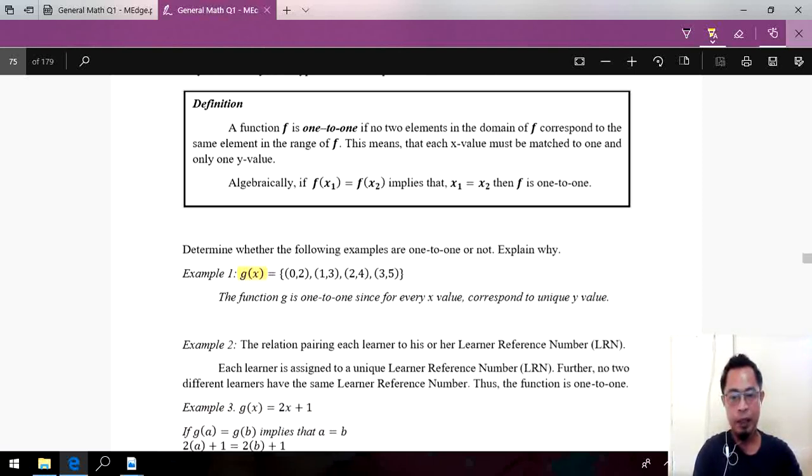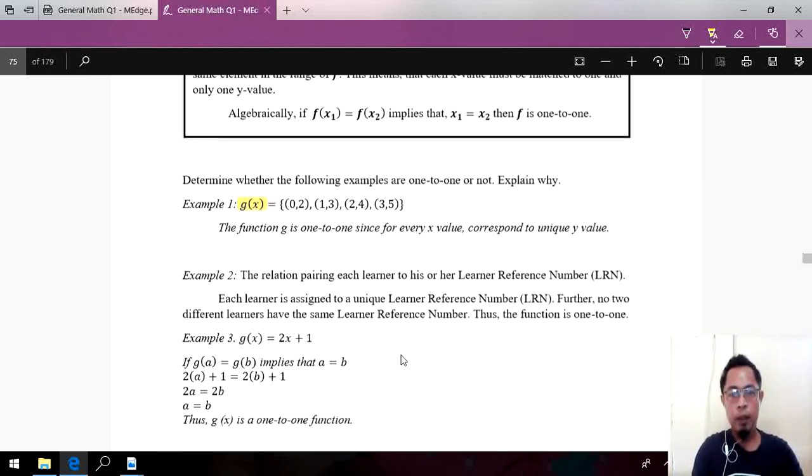We move on to our second example. The relation pairing each learner to his or her learner reference number. Ito yung sinasabi ko kanina, yung LRN ninyo. Kasi naman, hindi po pwedeng dalawa yung magiging LRN ng estudyante. So, each learner is assigned a unique learner reference number. Further, no two different learners have the same learner reference number.